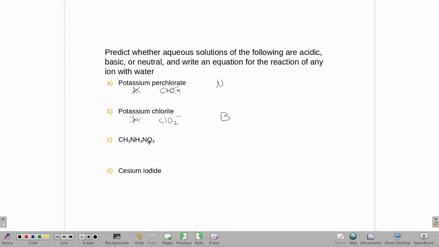Alright, next one, I can ignore the nitrate. If I have a nitrogen that doesn't have a lone pair on it, it's actually the cation of that weak base. So as the cation, it's going to remove some of the bases. This one's going to be slightly acidic. CH3NH3 positive. And our last one, cesium iodide.